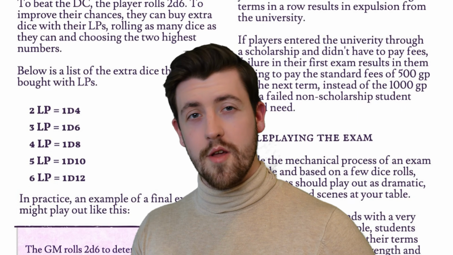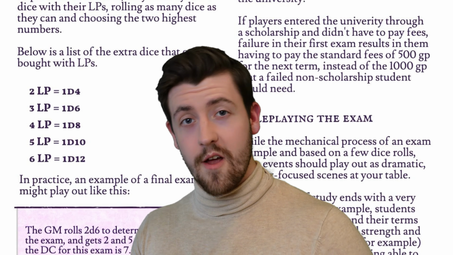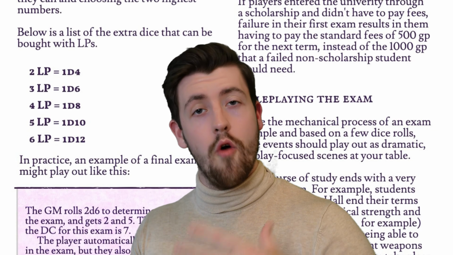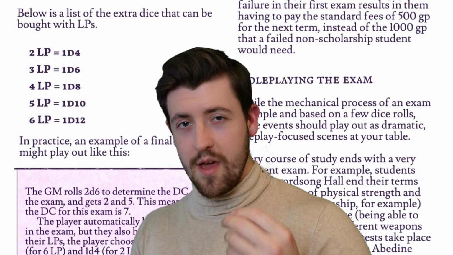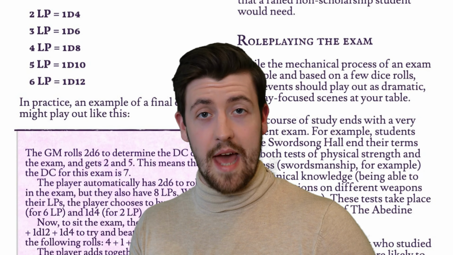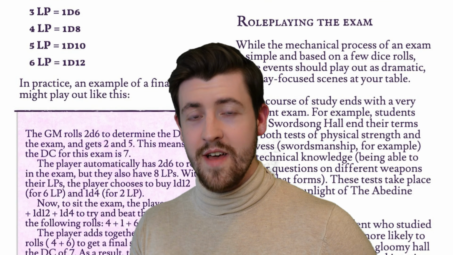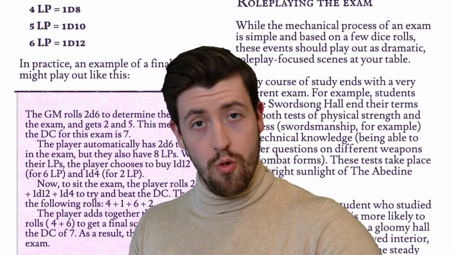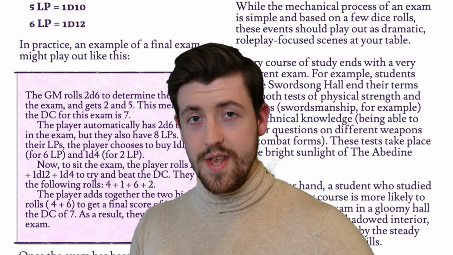They can spend 2 learning points to buy 1d4, 3 learning points to buy 1d6, all the way up to 6 learning points to buy 1d12. They can buy as many of these dice as they can using however many learning points they have, and once they've done that, they can roll all those dice in addition to the 2d6.